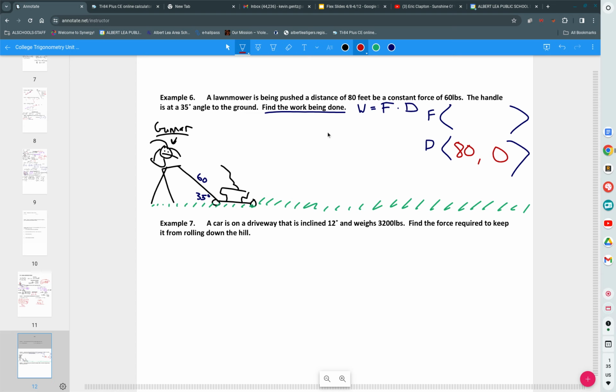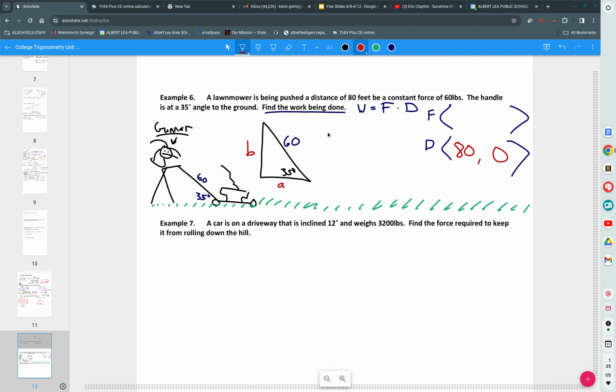So now we want to look at the force vector. Well, we know that this is the force. Anytime you've got a vector, you can always make a triangle. So I'm going to make a triangle that relates this. This is 35 degrees, and this is 60 right here. I have a horizontal component and a vertical component for the vector, and we just use a little basic trigonometry to figure out those components.